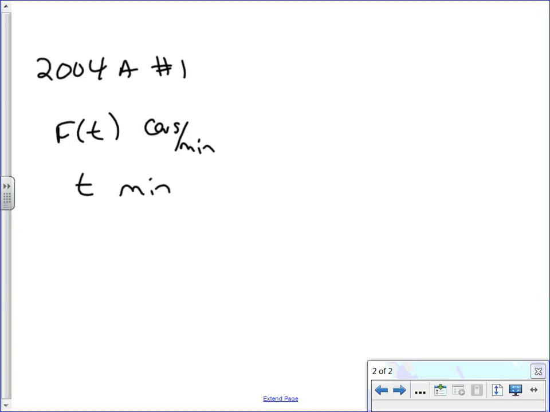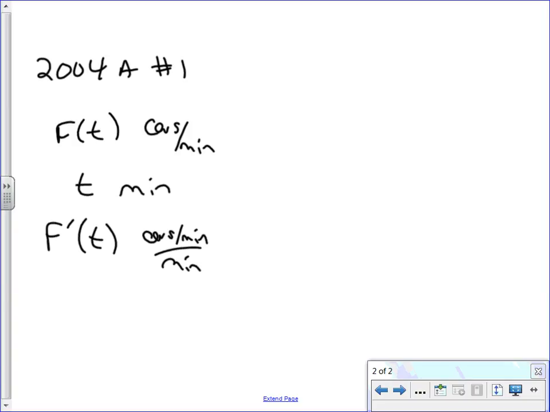Okay. And before you ask, they're going to ask you to do a couple of things. They're going to ask you to do multiple things. So just stop and say, what am I going to get? What are my units going to be if I take the derivative? Cars per minute, per minute. The rate of change of the cars per minute.